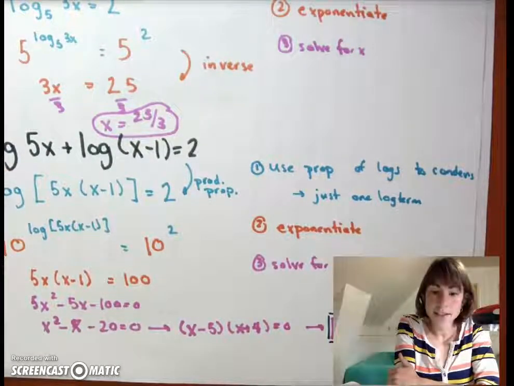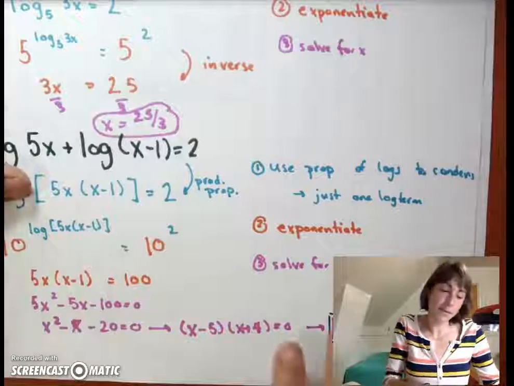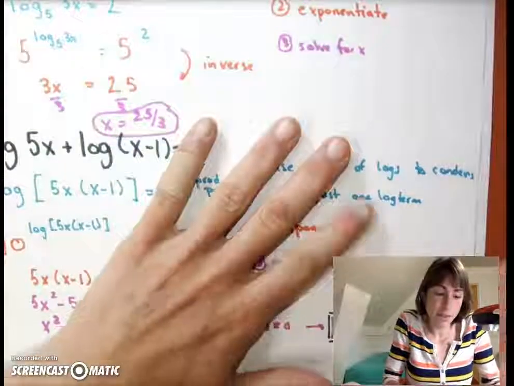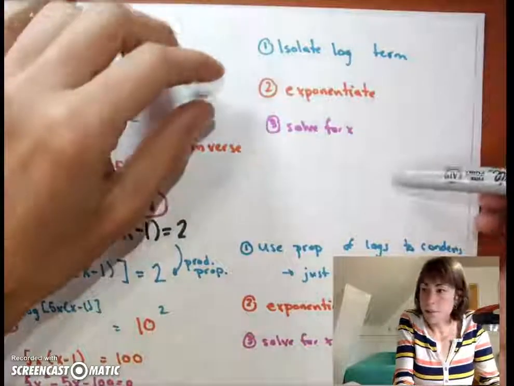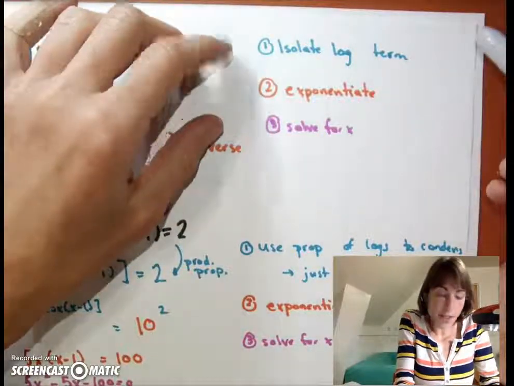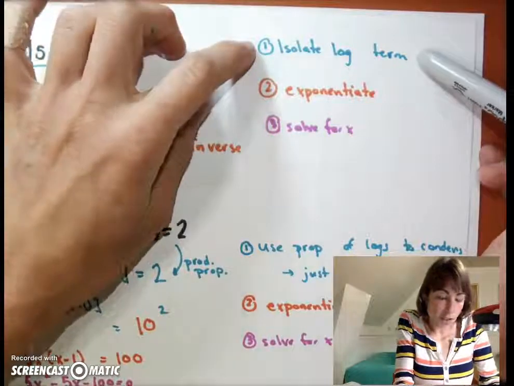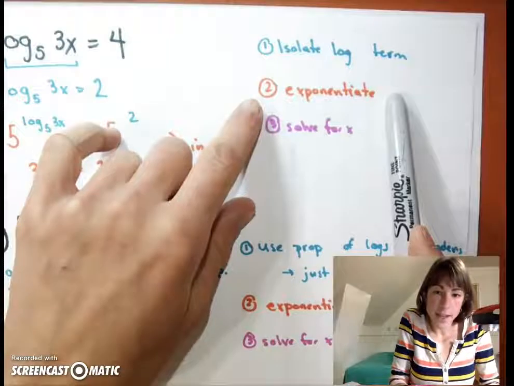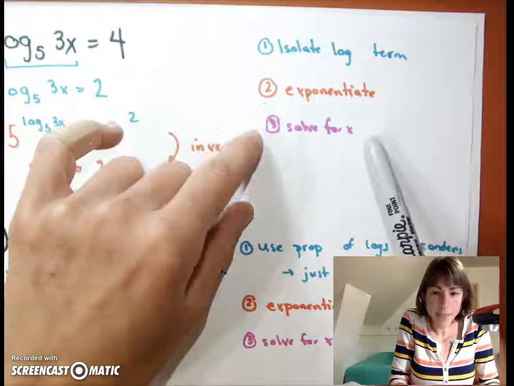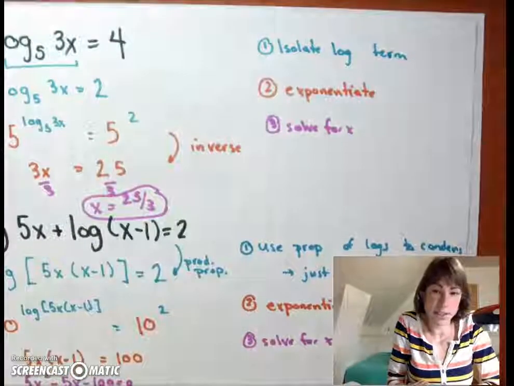So those are all the examples I have for you right now. The key things to remember are that in all of these examples where we're trying to solve a logarithmic equation, we're going to want to isolate the log term or just get a single log term. That way we can exponentiate, and then we may have to do a couple extra steps to solve for x.